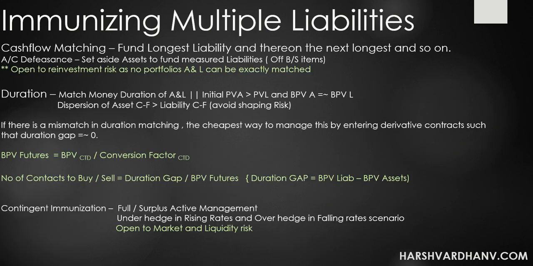Let's move ahead. Immunizing multiple liabilities. We have already learned cash flow matching, which is a very simple method. Suppose you have multiple liabilities, every month you have a liability payout. So what can you do? Suppose you have a 10-year payout. You can invest in a bond maturing in 10 years, a second in 9 years, 8 years, 7 years, 6 years.